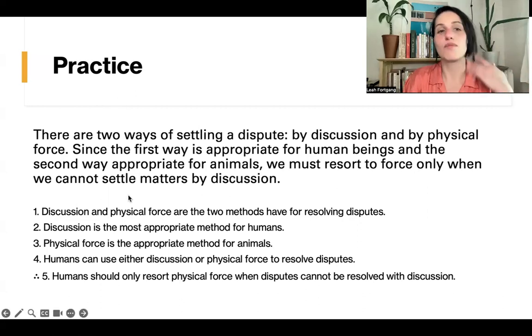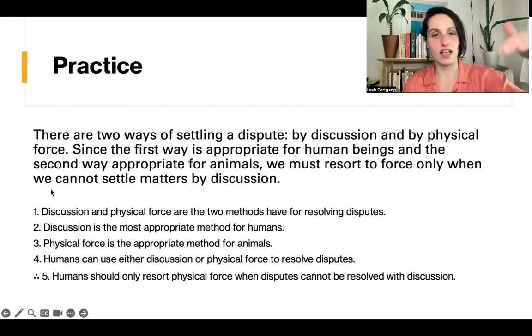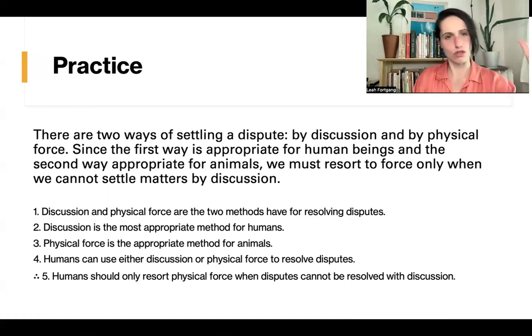You want to put it in. If you want to say it's the first line, for instance, there are two ways of settling a dispute by discussion and physical force, you want to write that out as a conclusion, then write out the rest above it as reasons for the argument. And if there was that kind of confusion happening here in this example, trying to put, we must resort to force only when we can settle matters by discussion, you should see pretty quickly, hey, actually, maybe I identified this wrong, that this isn't the take-home message the person's trying to send me, right?